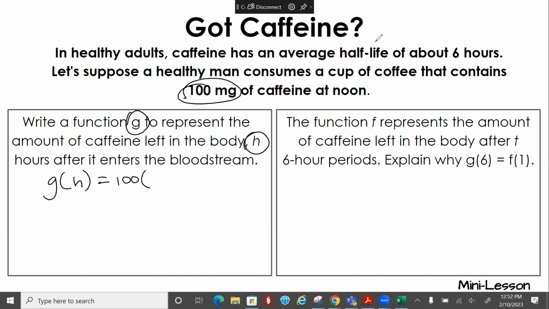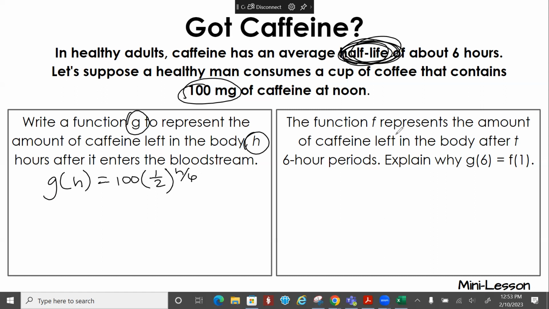All right, now what are we doing? What's the rate? Half. And it wants us to figure out how many hours after it enters the bloodstream. Can we just put H for the variable? We're going to put H for the variable, but we're going to divide it by 6 because I want to figure out how many half-lives it's going through, right? H is always the hours after.